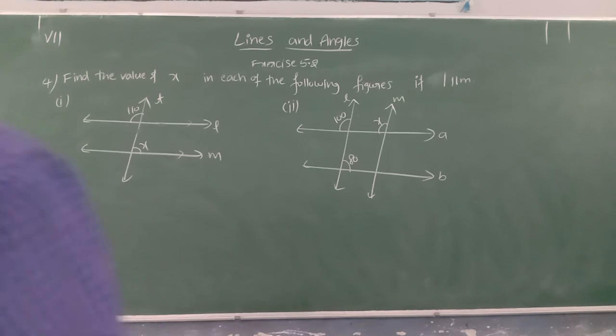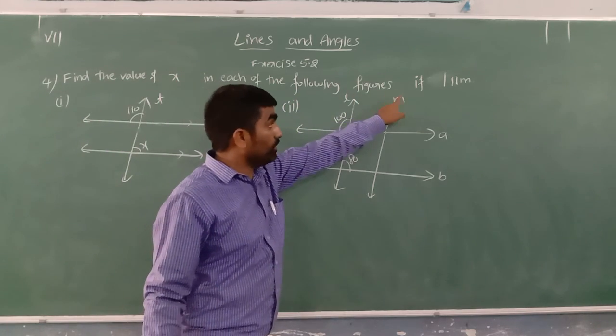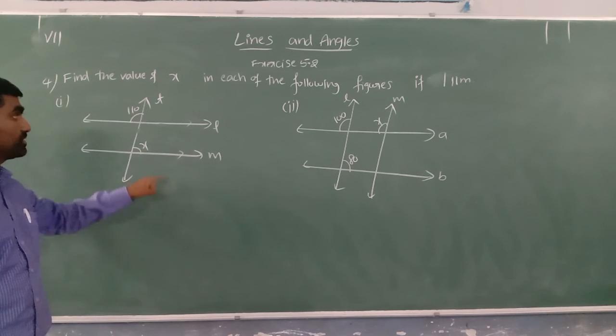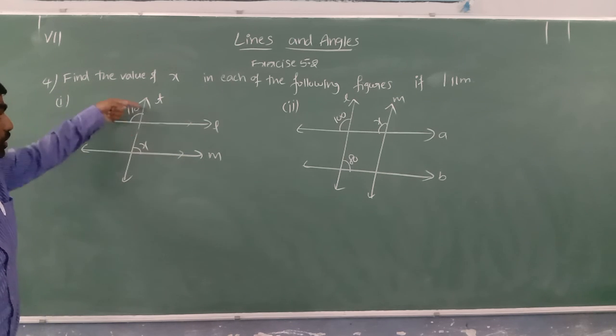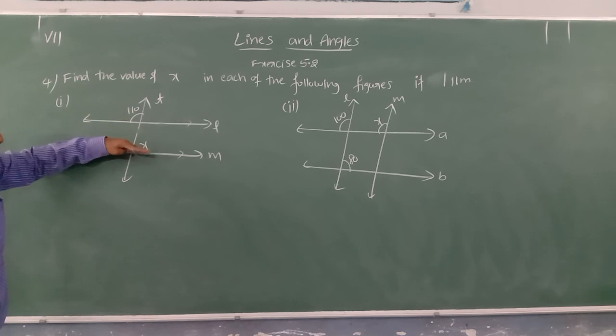Now let's see the fourth one. Find the value of x in each of the following figures if L is parallel to M. Here the line L is parallel to M. Then what do we call T? T is called a transversal, which intersects two parallel lines L and M at different points.